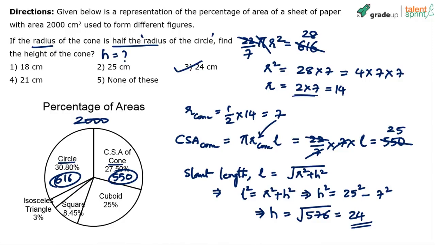Once you get the radius of the cone, using the curved surface area of the cone, find out the slant length. And once you know the slant length, from that you can find out the height, as discussed here. So 3-4 steps involved. It would take maximum about 1 minute, not more than that. You have to be very sharp and very quick in your calculations for that.